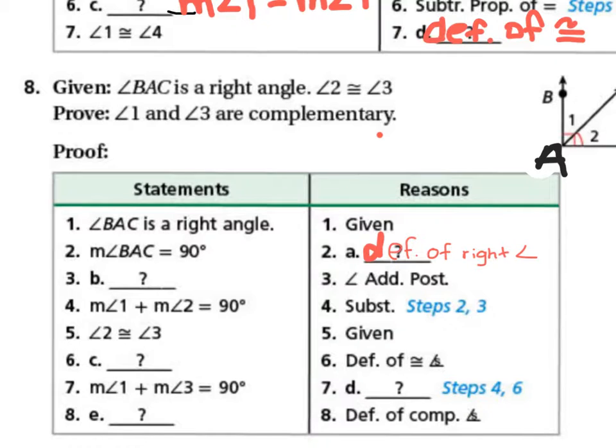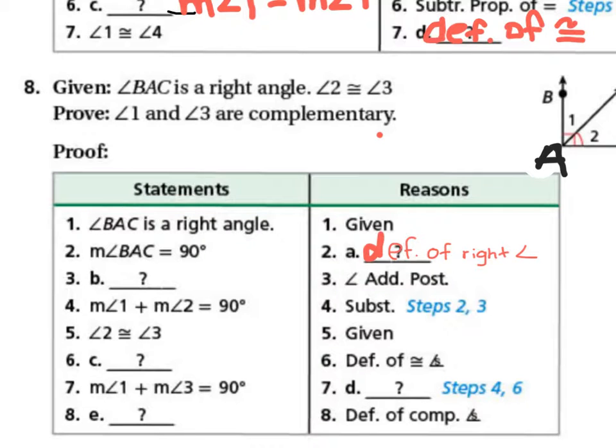Can I do like substituting? So you're basically substituting with something that is a definition, and you would just use your definition. If I said that BAC was equal to 90 and another angle was equal to 90, then I would say those two are congruent. We're replacing the 90 with something that's equal. That's substitution. But if you're replacing something with its definition, then you want to use the definition.